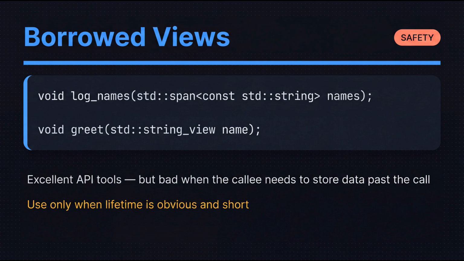But there's a critical constraint. Use borrowed views only when the lifetime is obvious and short. If the callee needs to store the data past the call, caching it, queuing it, or passing it to another thread, a borrowed view is the wrong choice. The view will dangle when the original data is destroyed. In those cases, take ownership: accept a string or a vector by value, and move it into storage.